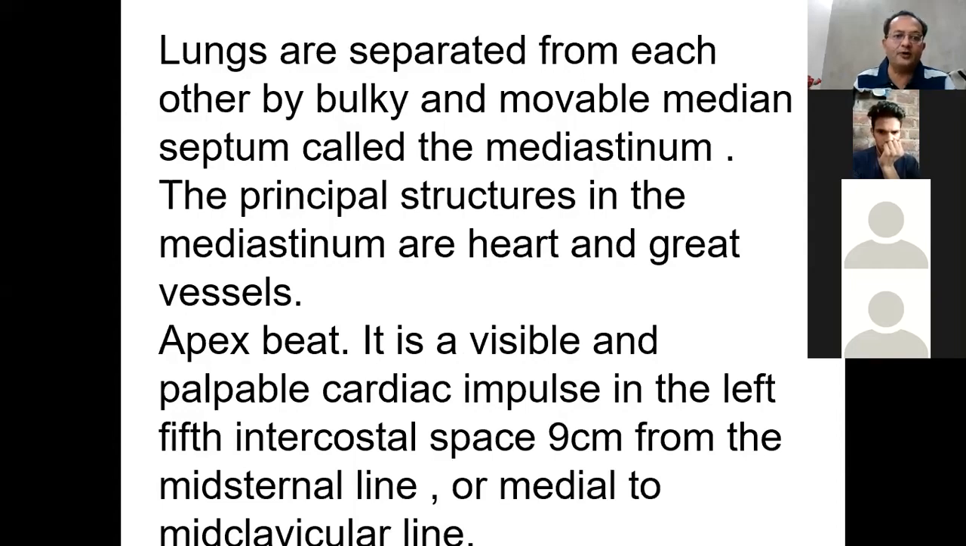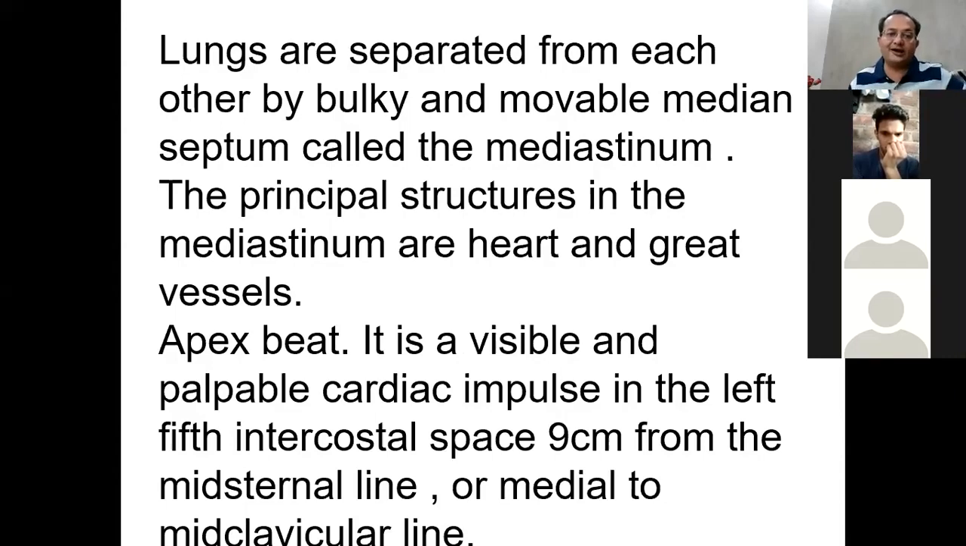Now, what is apex beat? Apex beat is a visible and palpable cardiac impulse in the left fifth intercostal space, 9 centimeters from the mid-sternal line or medial to the mid-clavicular line.